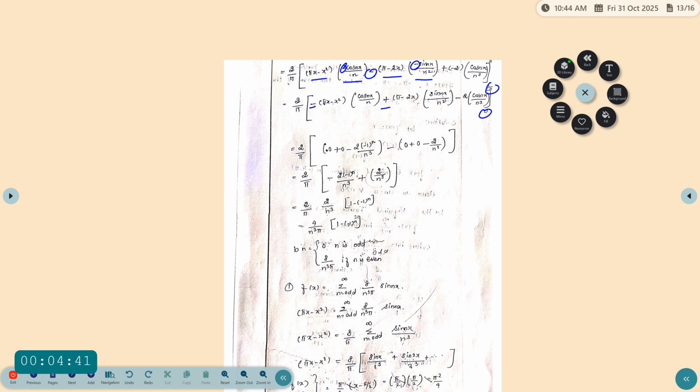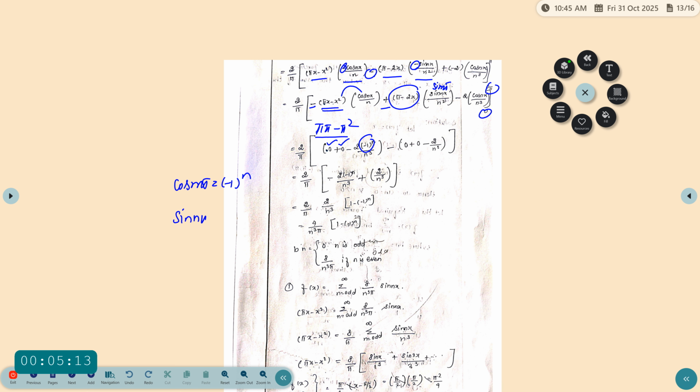Now if you are applying the upper limit pi for x, consider the first term: pi into (pi minus pi square). So we are getting 0 here, 0 into anything is 0. And the next term, here we don't get a 0 value, but sine of pi value is 0. Second term is also 0. For the third term, cos n pi value is (minus 1) whole power n. We know that already. We know that cos n pi value is (minus 1) whole power n.